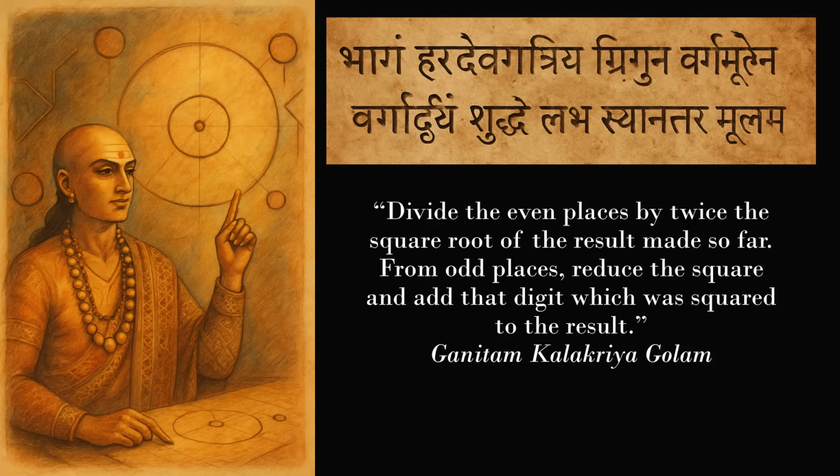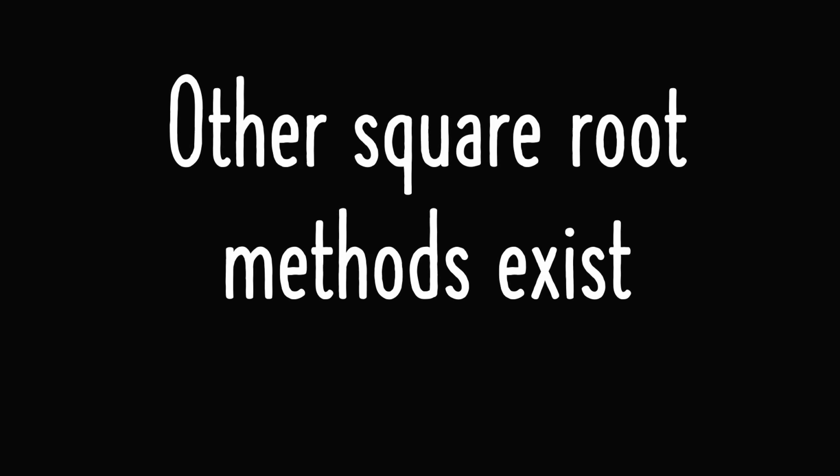I should mention, this is one method to calculate the square root of a number digit by digit. But it's not necessarily the most efficient. It does get more complicated as you try to extract more and more digits. And in fact, it's not the only known algorithm since ancient times. There were other square root methods that did exist.